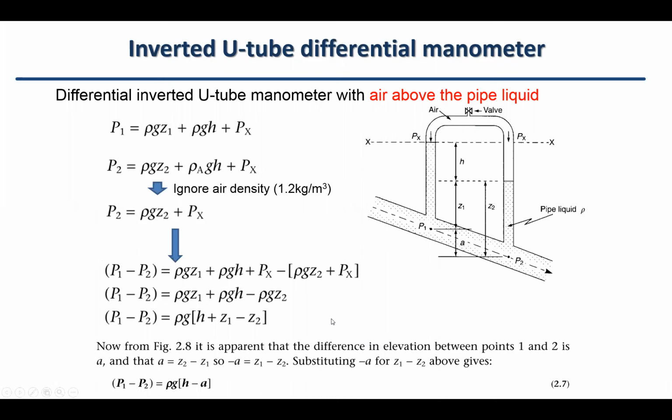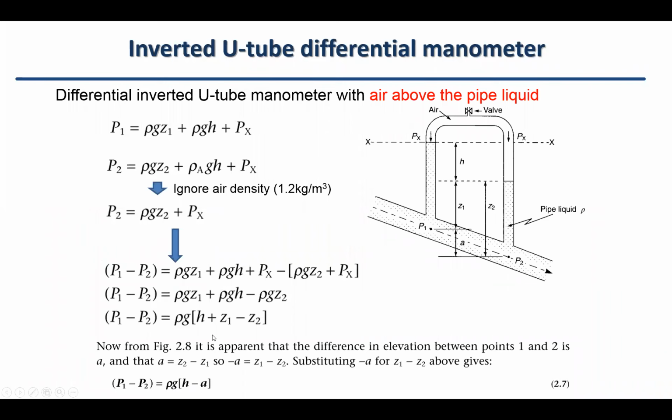let's write what we're just going to do. Imagine in this figure, we have a difference in elevation between point 1 and point 2, which is equal to A. Can you see the difference between P1 and P2 is equal to A? A can be written here because Z1 and Z2 can be written as Z2 minus Z1. Or you can just write minus A is equal to Z1 minus Z2. And if you substitute minus A with the term Z1 minus Z2 inside the bracket here, we can easily write P1 minus P2 is equal to rho g (h minus A).